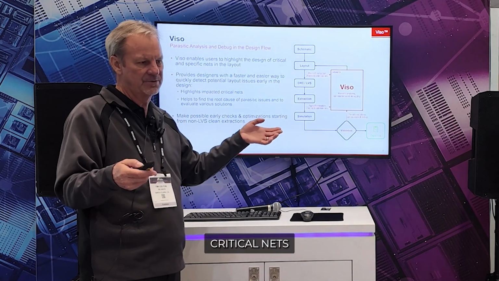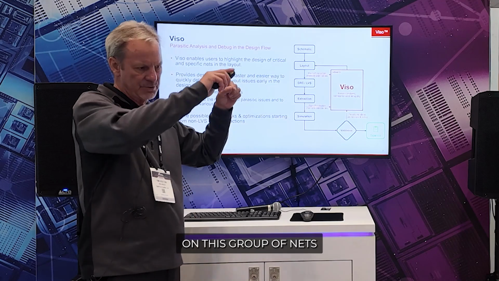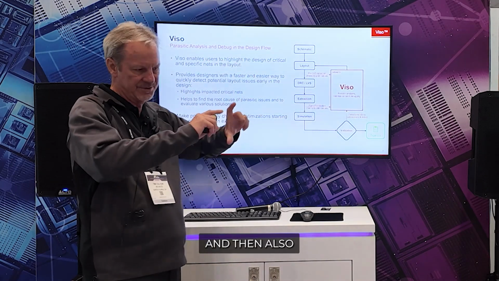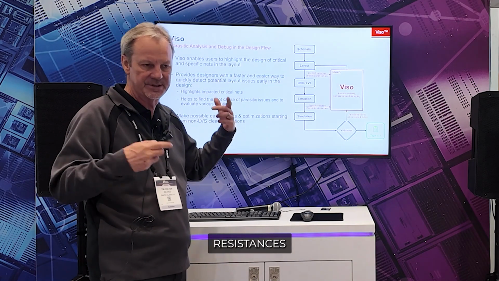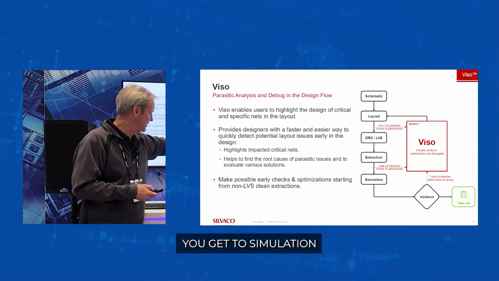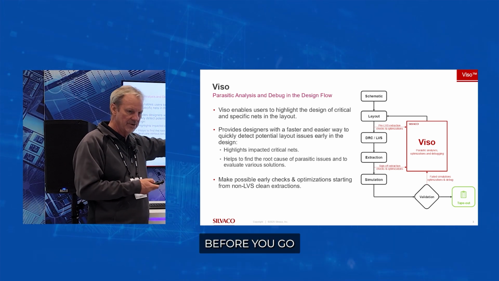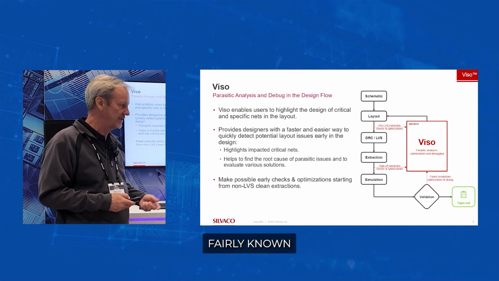You can put that into Viso and say, okay, here's my list of critical nets. I want to analyze point-to-point resistances on this group of nets. Give me a plot, show me graphically what this looks like, and then also give me a table and show me how it is sorted by delays, resistances, capacitances, and such. And then you can fix it in Viso before you get to simulation. It's a kind of scrubbing before you go into simulation, so by the time you get to simulation, it should be fairly well known.